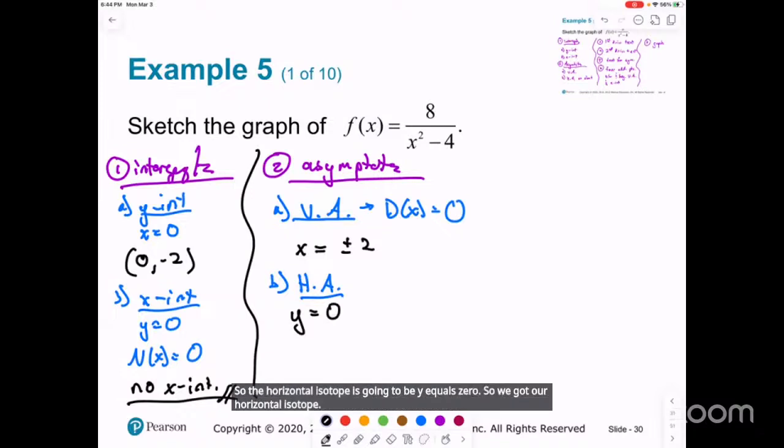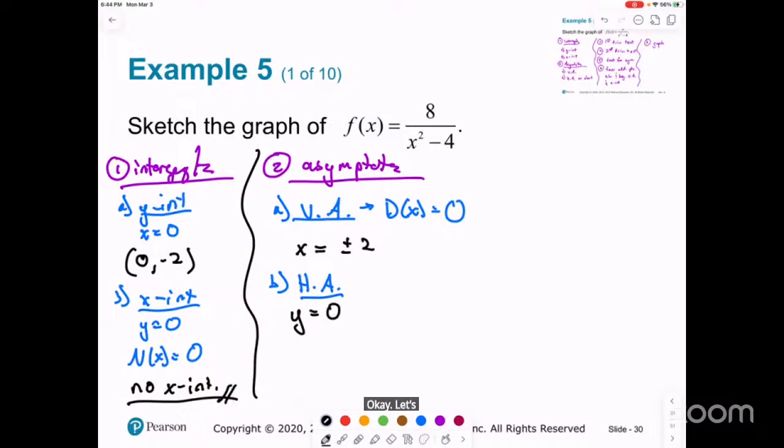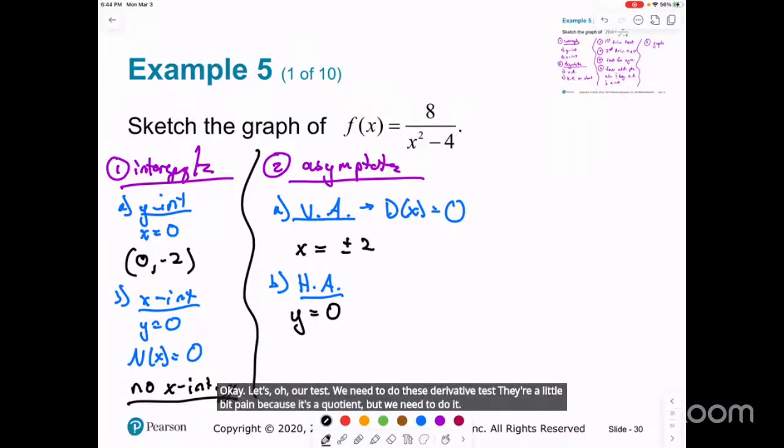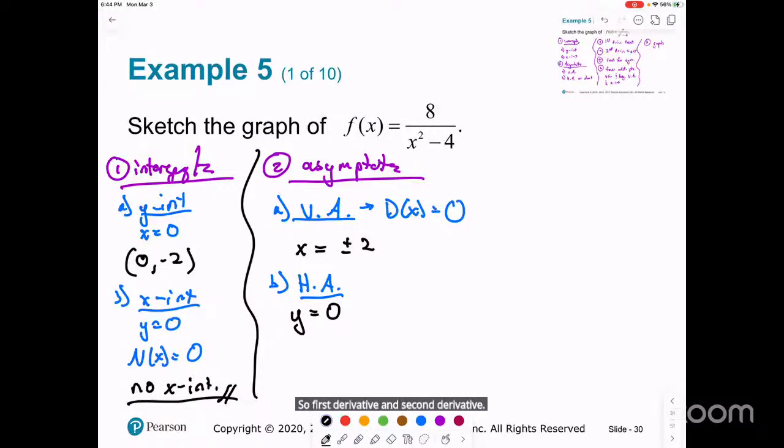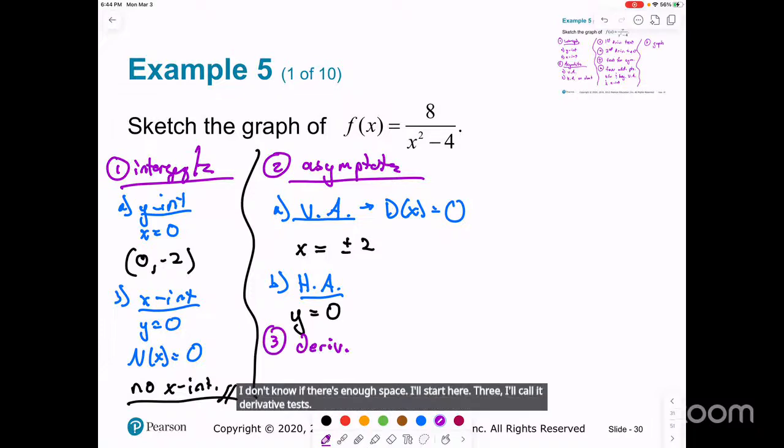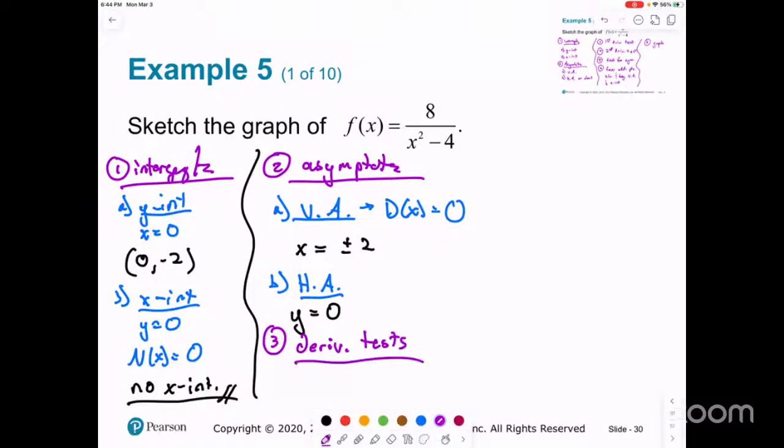Okay. Our test. We need to do these derivative tests. They're a little bit of a pain because it's a quotient, but we need to do it. So first derivative and second derivative. I guess I'll do this over here. I don't know if there's enough space. I'll start here. 3. I'll call it derivative test. Okay. And we'll start off with the first derivative test. And I'll kind of work over here on the side.